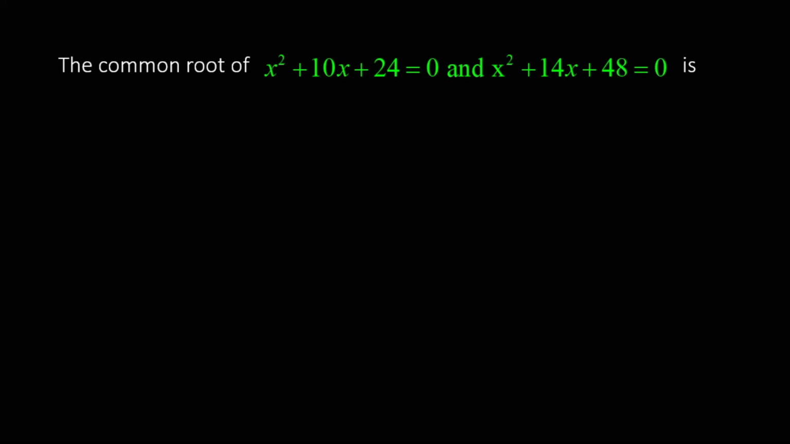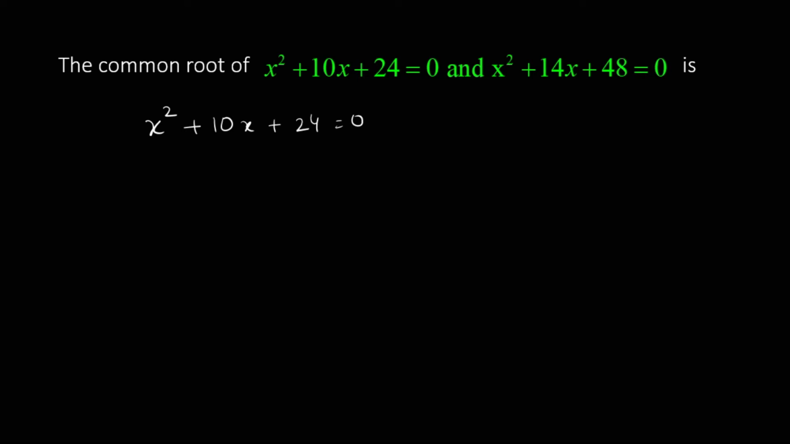The common root of x square plus 10x plus 24 is equal to 0 and x square plus 14x plus 48 is equal to 0 is. Here we have to find the common root. Now, if we factorize both quadratic equations and get the roots, we can find the common root of both quadratic equations. So first quadratic equation is x square plus 10x plus 24, so this is equal to 0.